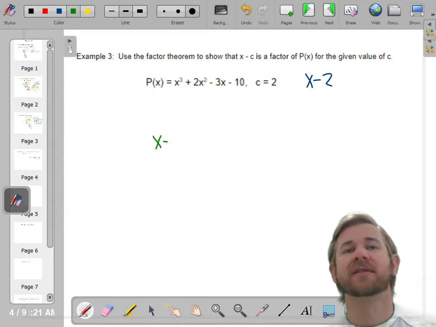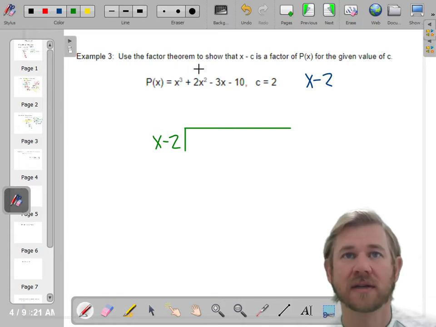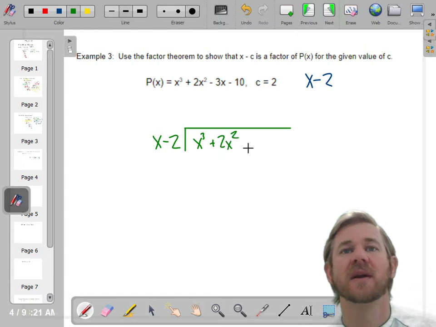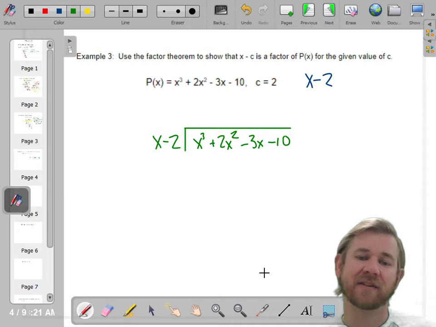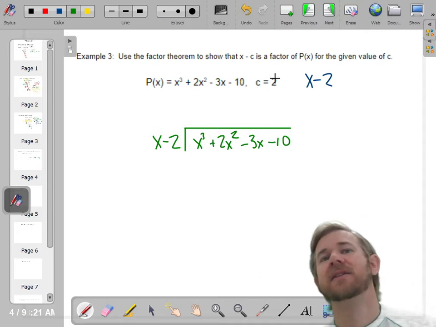So my divisor is x minus 2, and my dividend is still, let's see, do we have any missing degrees? 3, 2, 1. No, we don't need any placeholders. x cubed plus 2x squared minus 3x minus 10. We're testing to see if x minus 2 is a factor, because if it is, then c is a 0.